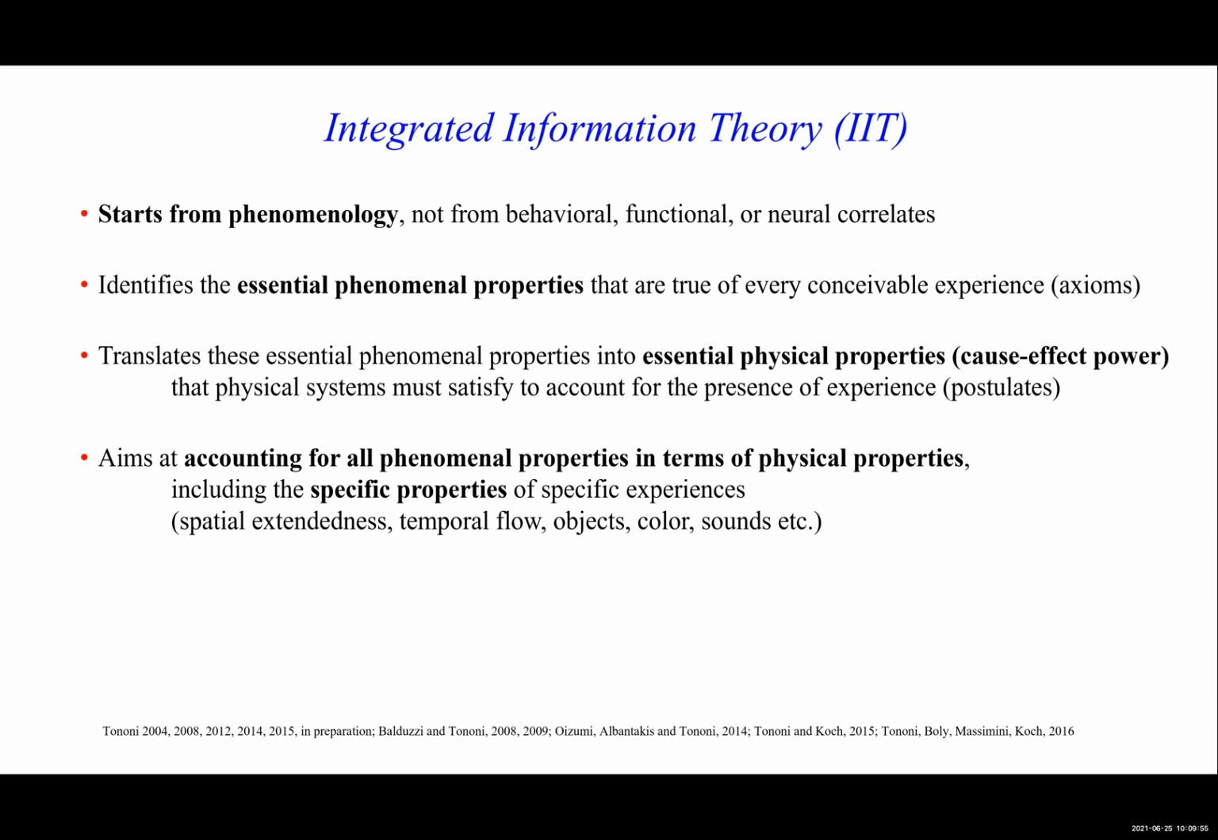And it does so by identifying those properties of consciousness which are essential. By that, I mean that they are immediate, indubitable, and true of every conceivable experience. IIT calls them axioms. And there is, in fact, nothing that's more axiomatic than that in my mind. It then translates these essential phenomenal properties into essential physical properties, which it calls cause-effect power. Those are the properties that a physical system must satisfy to account for the presence of experience. And those are called postulates in IIT.